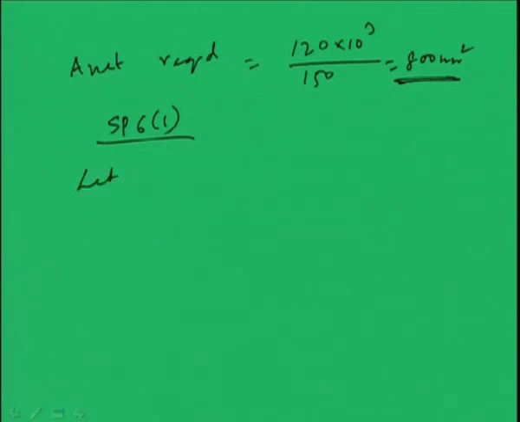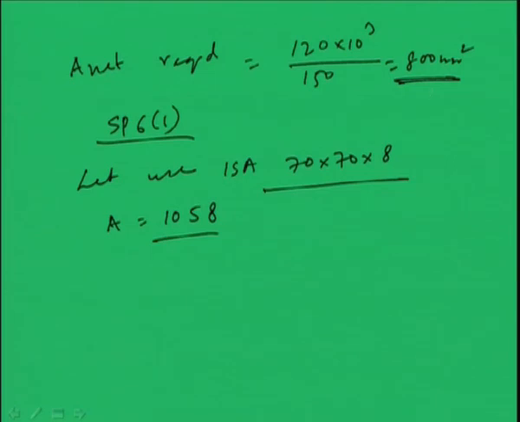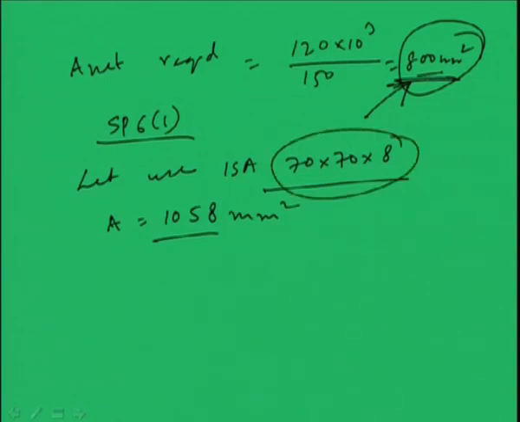So, let us say ISA 70 by 70 by 8, where the area is becoming 1058, right. We need an area of 800 millimeter square and we are providing nearer to that, which is 1058. Basically, we will see which one is closer, means which area is coming closer to 800 millimeter square, but it should not in any case be less than 800 millimeter square, right. So, if we choose 70 by 70 by 8, the area is this much.